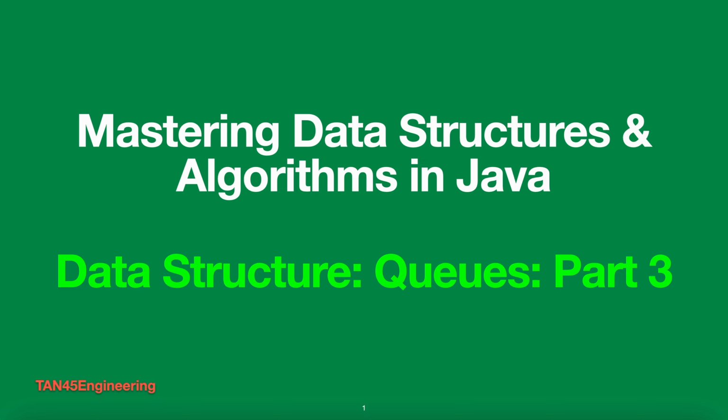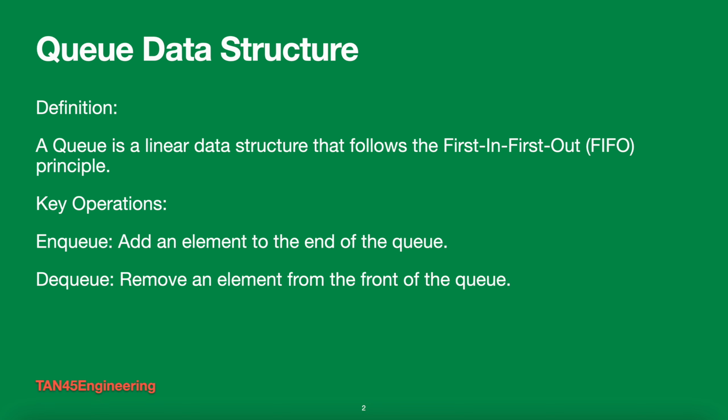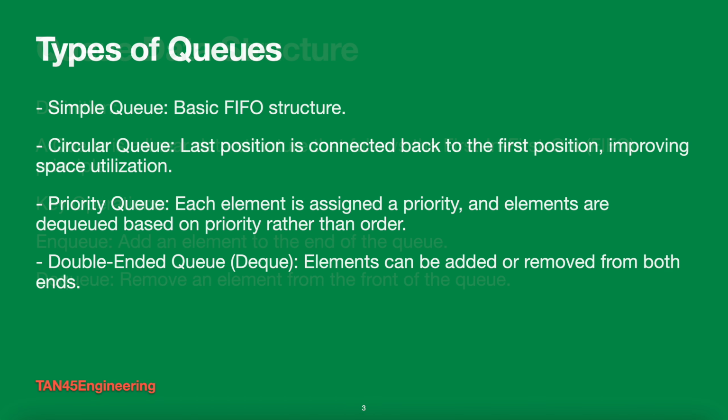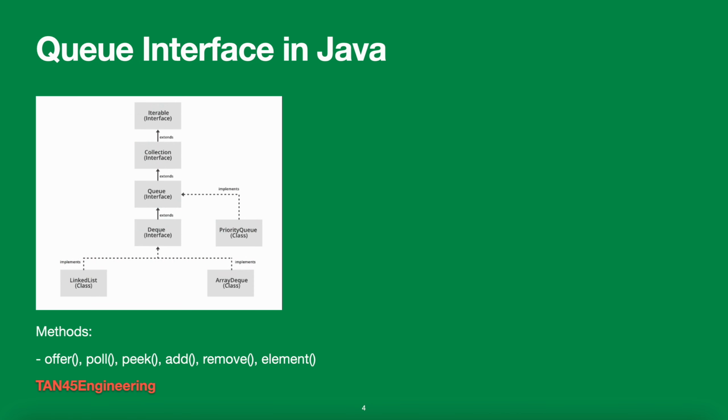If you have not seen part 1 and part 2, please go through them. We are not going to repeat the same for part 3. We studied the queue data structure, the definition, key operations, enqueue and dequeue. Similarly, the types of queues: simple queue, circular queue, priority queue and double-ended queues. We also learned the queue's position in Java interfaces and collections. So Queue extends Collection, which extends Iterable. Queue is implemented by PriorityQueue and also, via Deque, by LinkedList and ArrayDeque.